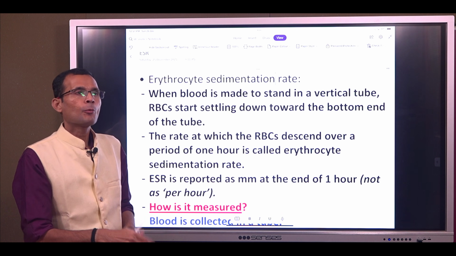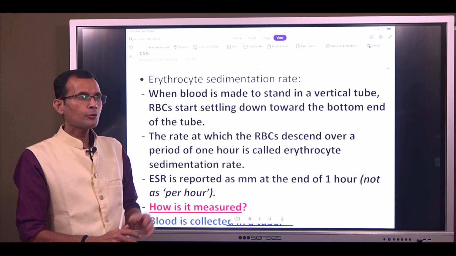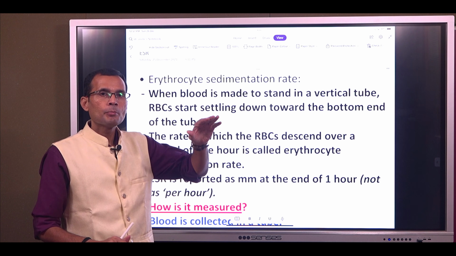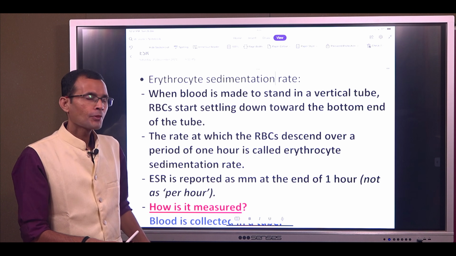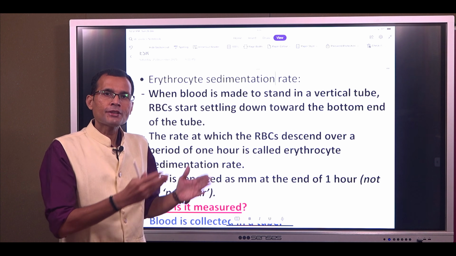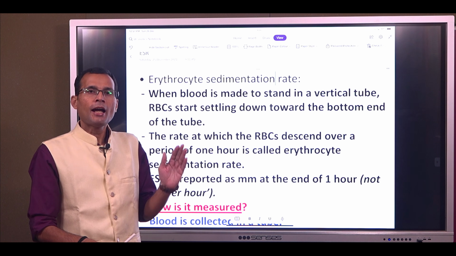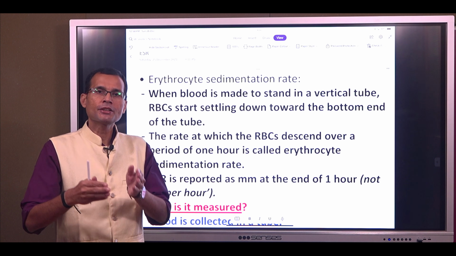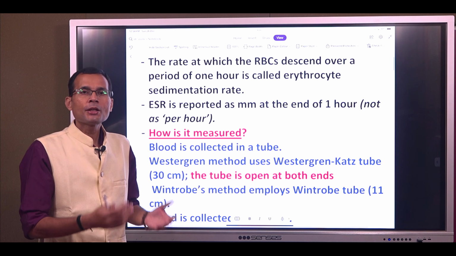First, what is ESR? When the blood is let out of the body and made to stand in a vertical tube, then the RBCs begin to settle down toward the bottom end of the tube, and the rate of settling down of the RBCs is measured and is denoted as erythrocyte sedimentation rate. That's the first point. How is it reported?